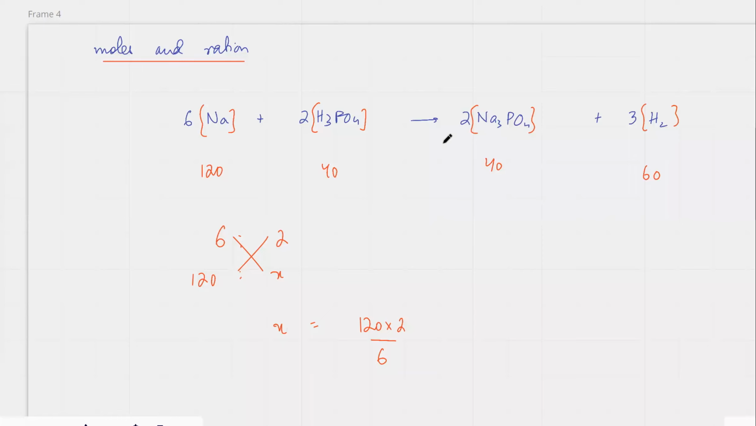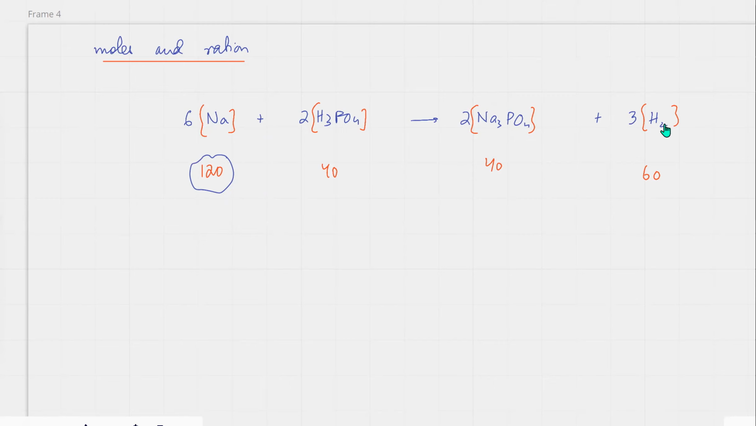Now, the simple thing is, this is time consuming. You don't have time to actually do crisscross every time. Make sure you're quick, time is an issue. So the simple thing is, if you know the moles or quantity of one of the substances, you can figure out the quantities of all the other substances. If you want to find this one, it would be 120 divided by its own ratio and multiplied by the ratio of the other substance. If I want to find H2, it would be 120 divided by 6 times 3.